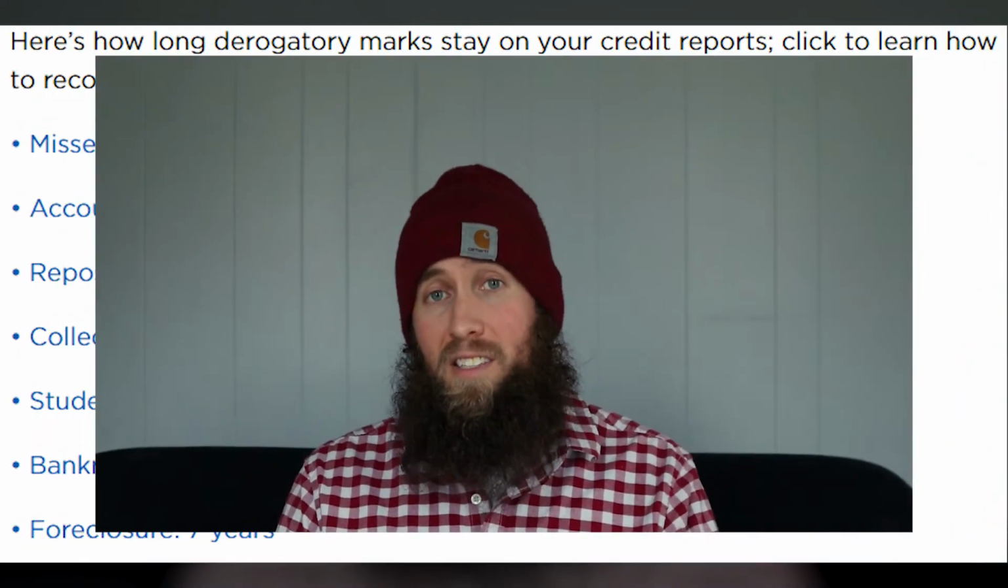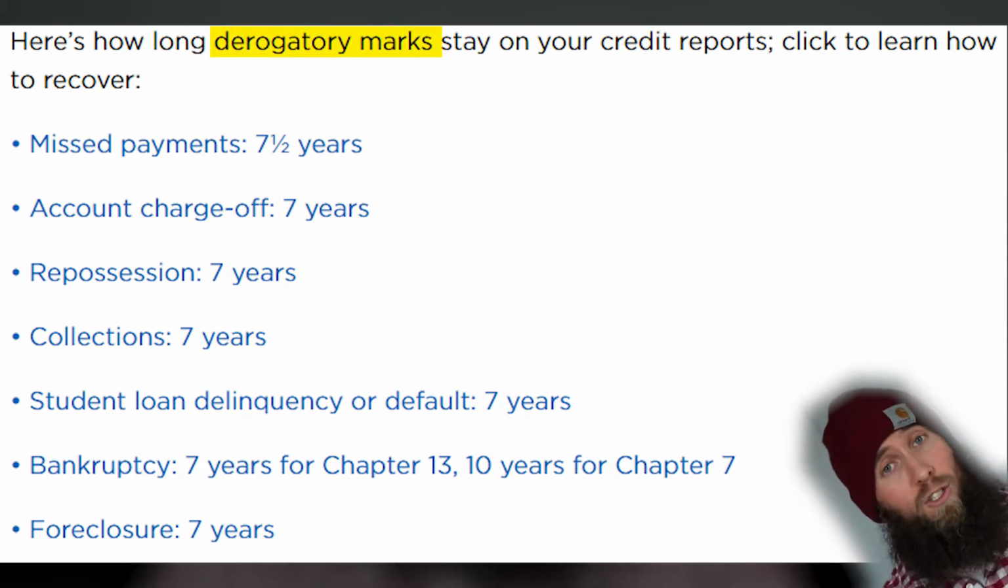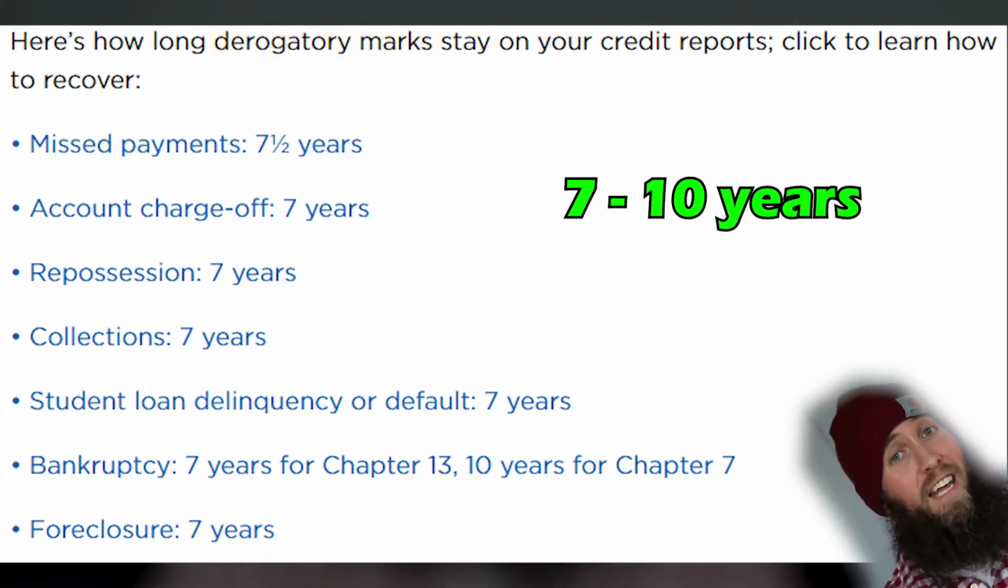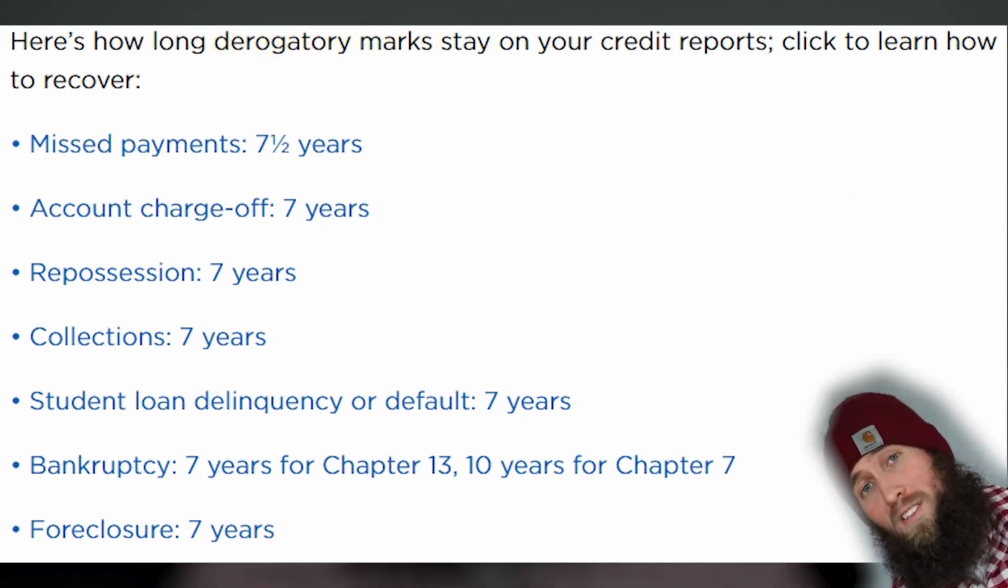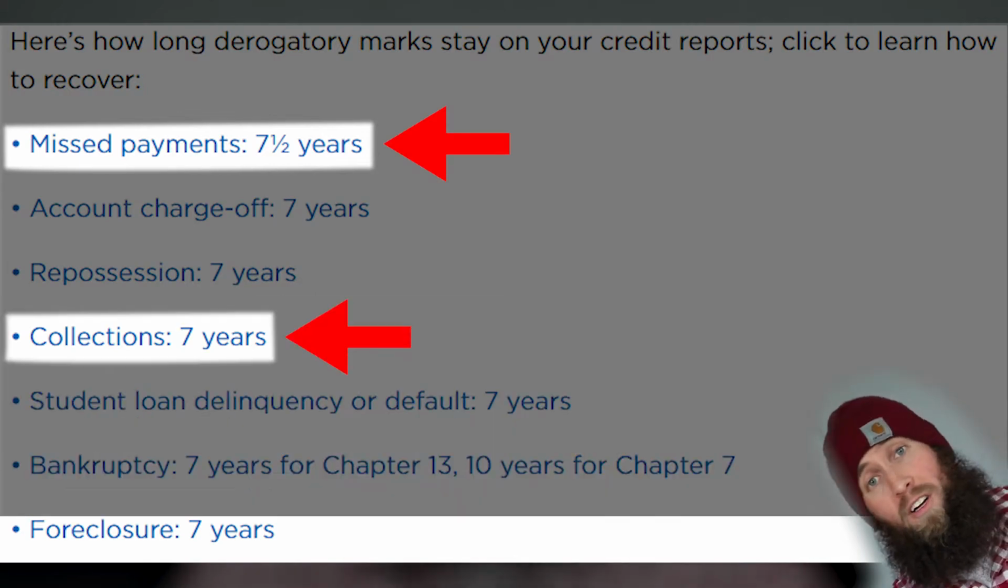And so some common red flags that will negatively impact your payment history are listed here on the screen. These red flags are considered derogatory marks and will stay on your credit report for between 7 and 10 years. And out of all the ones that are listed here, I think the 2 most common derogatory marks that most people tend to have are either missed payments or collections.